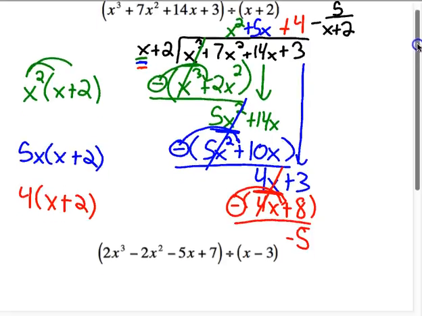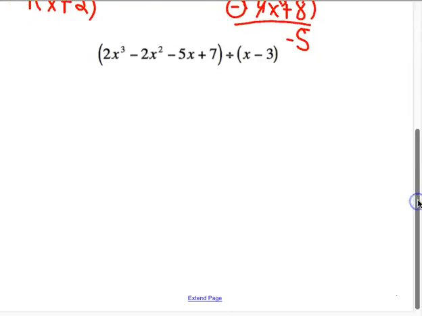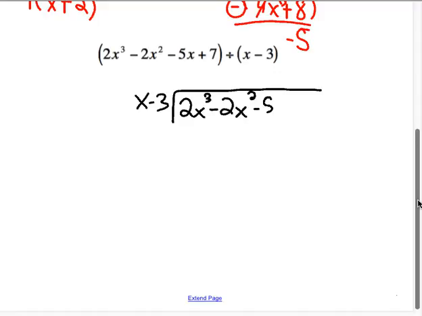All right, next example. So again, we just want to make sure we're familiar with the setup. Whatever you're dividing by goes on the outside. Whatever is being divided goes on the inside.